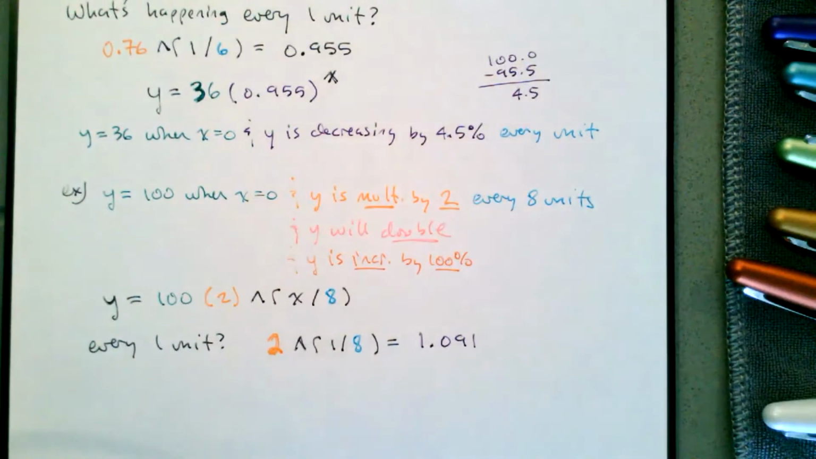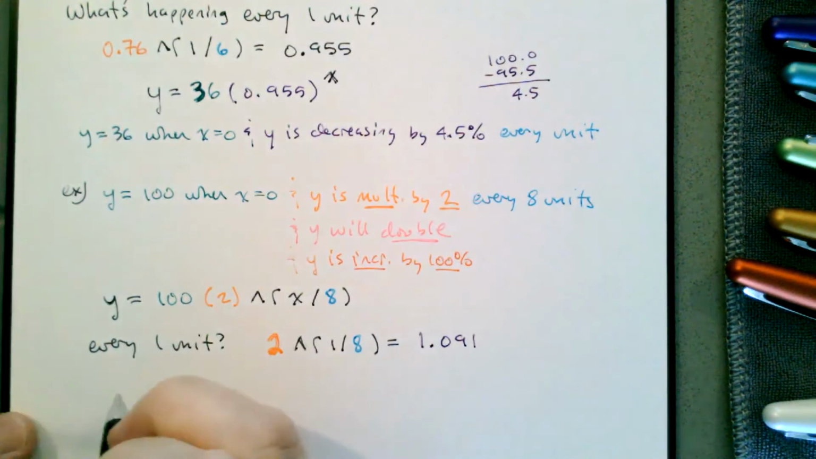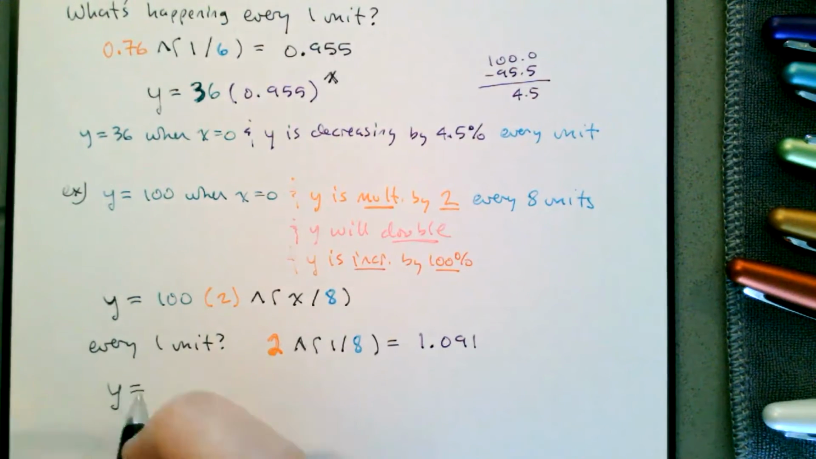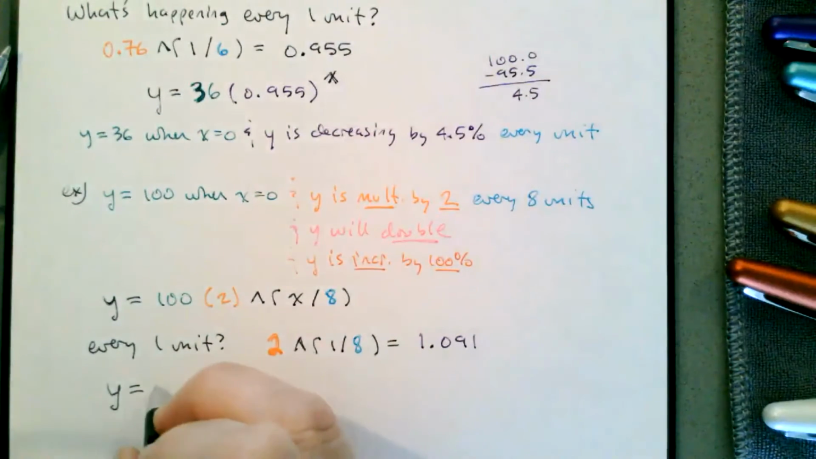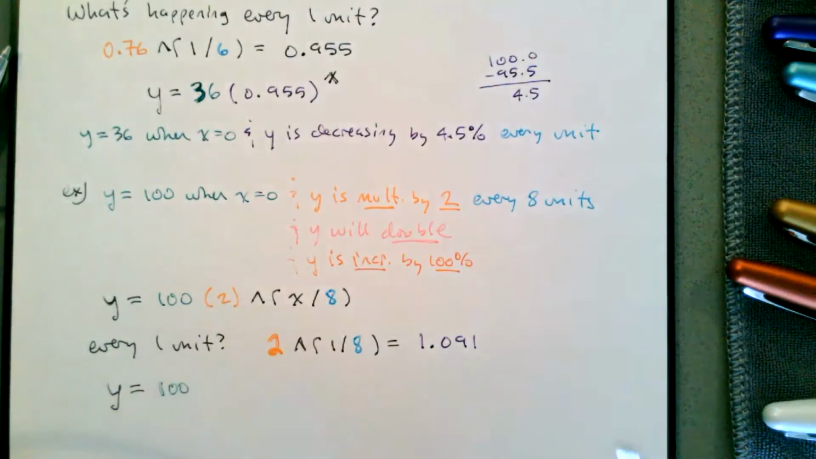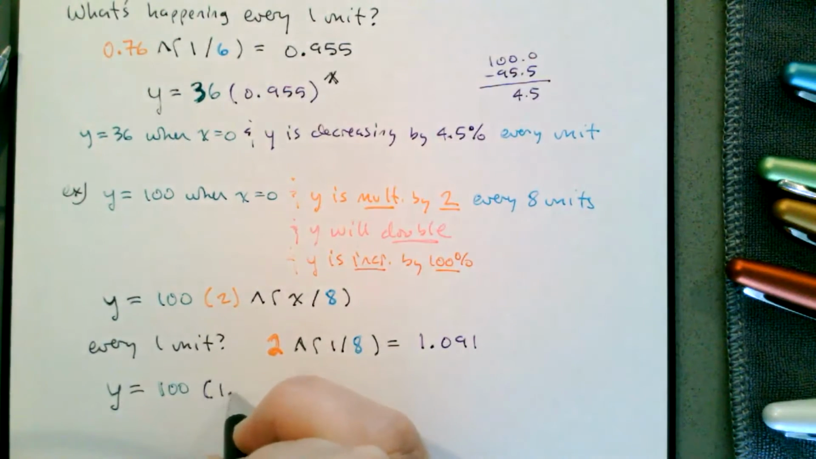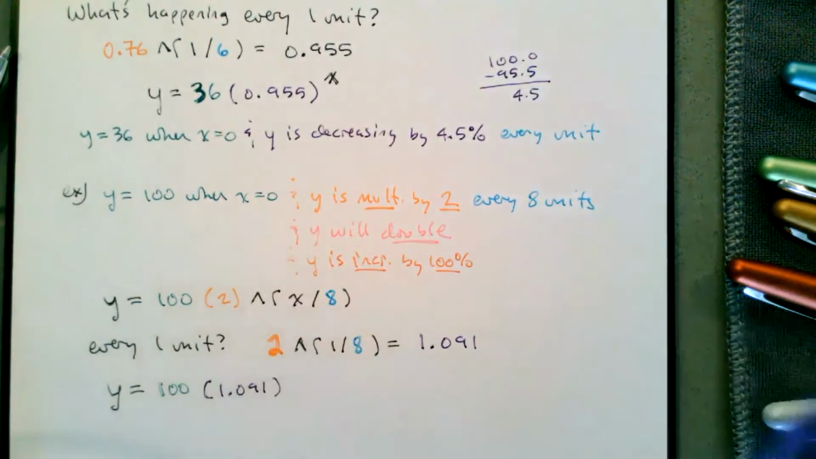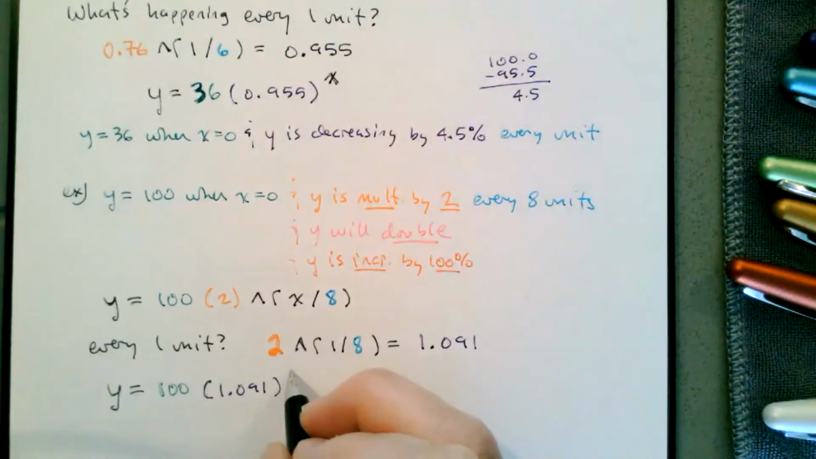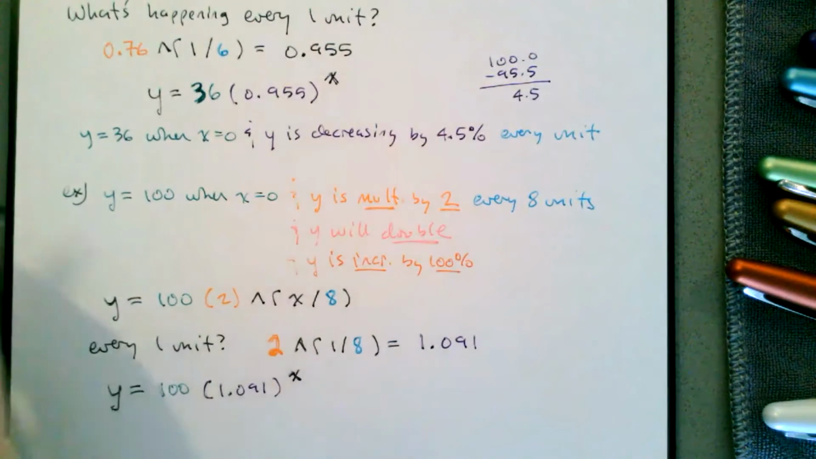So that means I can rewrite my equation as, instead of saying y equals 100 times 2 to the x over 8, I can write this as y equals 100 times 1.091 to the x. Here's a description that's going with every 1 unit rather than every 8 units.